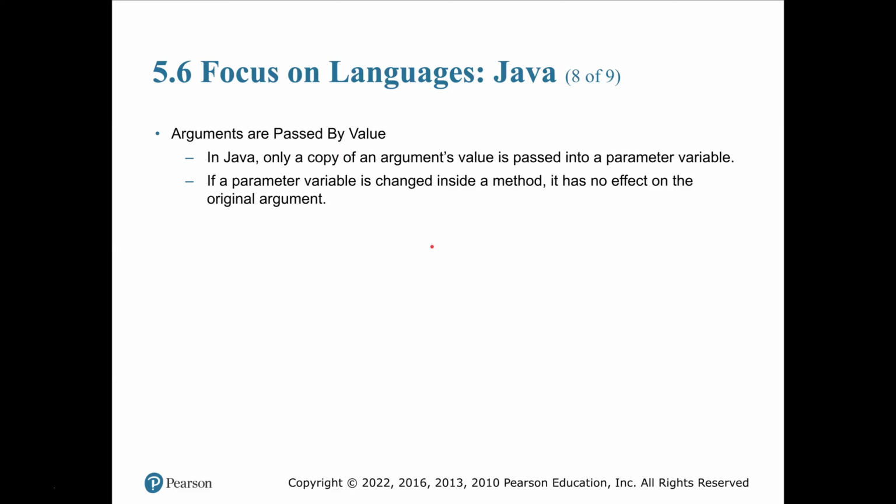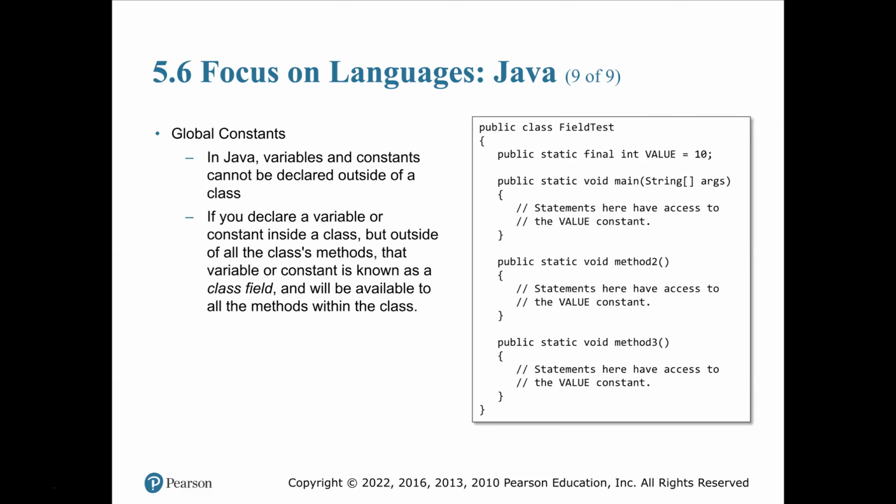Okay, again, pass by value. This is a little simplistic definition. Primitive data types are always passed by value. More complex data types are going to be passed by reference. So just know that you should not change the value of the argument in most cases.